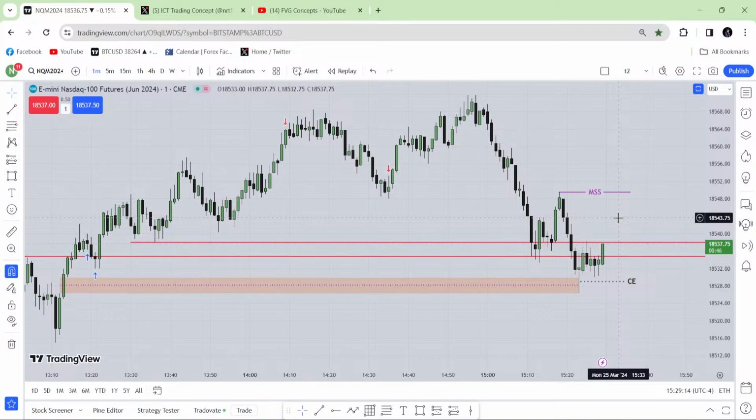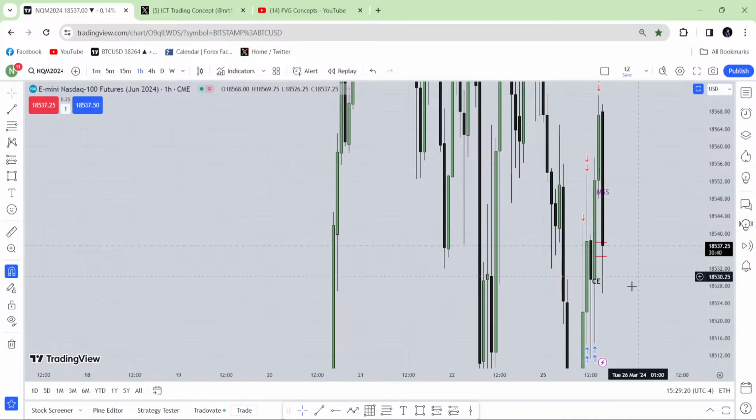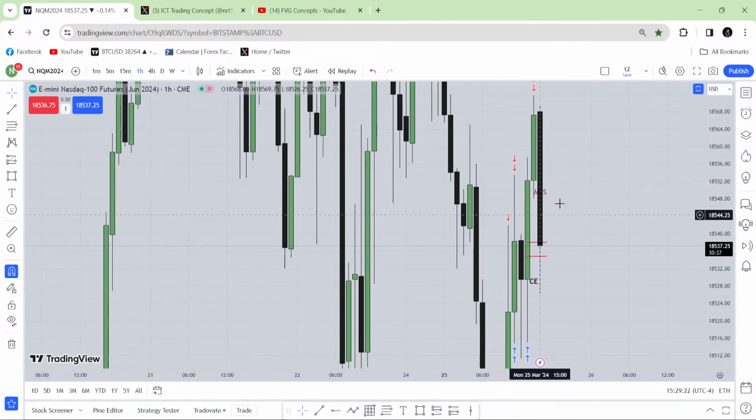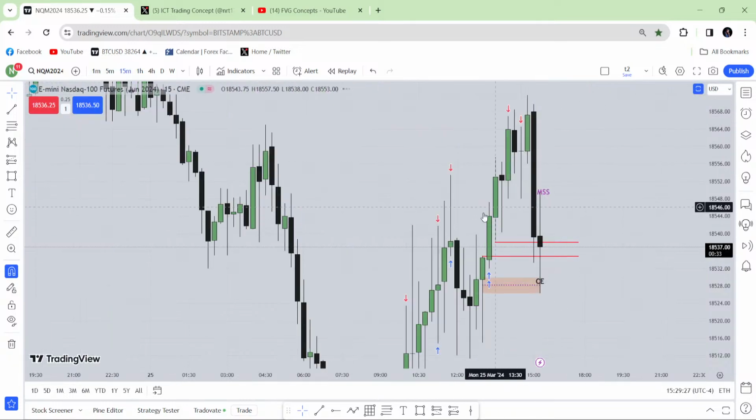Hourly fair value gap was still valid as it was closed by bodies. Absolutely, it is valid even if there is an hourly fair value gap. Nothing is wrong with that. When I got the 15-minute fair value gap, I don't need that hourly fair value gap. I didn't see this 15-minute fair value gap before. When I have seen this 15-minute fair value gap, this is perfectly valid.